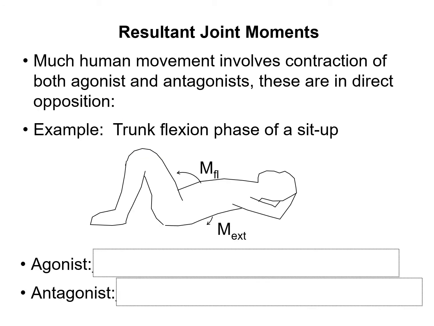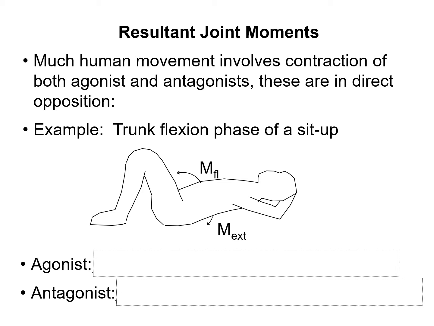We can look at this again when we're looking at somebody doing a sit-up, okay? Much of the human movement involves a contraction of both agonists and antagonists. These are in direct opposition. So while the agonists are causing that motion, the antagonists are resisting that motion, or they may help control that motion. Because we find that controlled motion, once again, when we're looking at that summation of forces that we talked about earlier, good timing of the activation of these muscles is needed for an efficient or safe and effective motion.